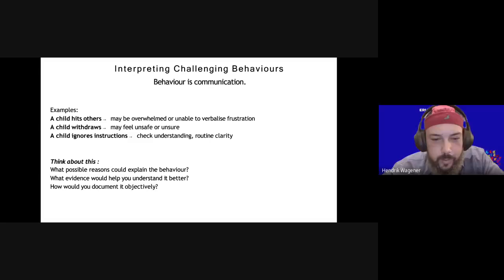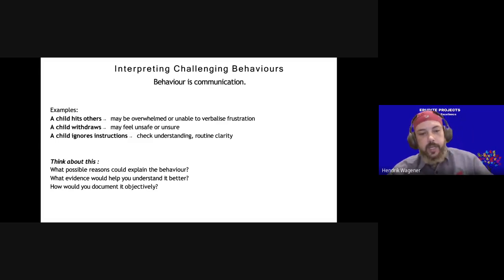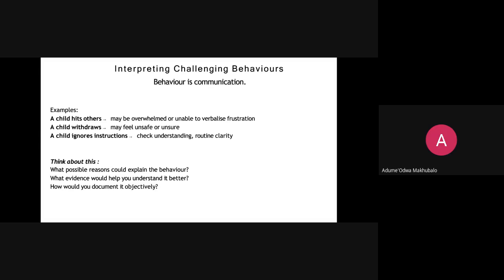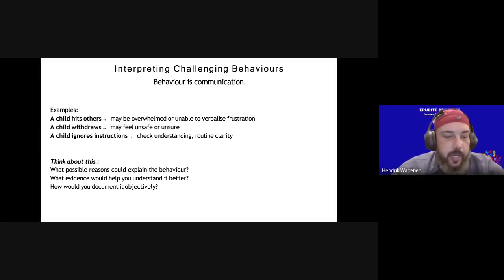All right, thank you. I love example number three, a child that ignores instructions, where it says we need to check understanding and routine clarity. I believe a lot of the time we might be looking for a fault in the child, but we also need to check if we are communicating clearly, and that we are not giving any confusing instructions to the child. So I do think that's an important note on the child ignoring instructions.